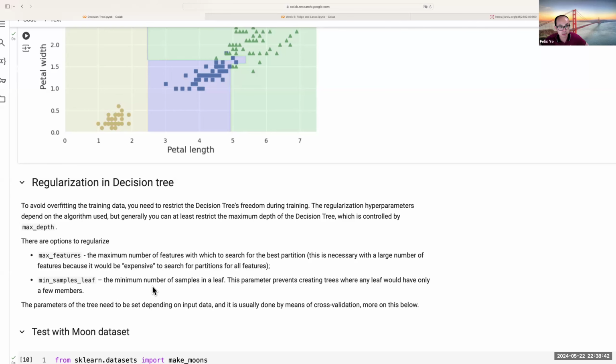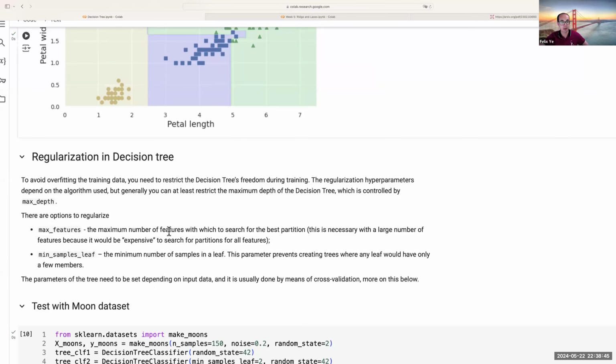There are 3 of these that we're going to talk about today. The first one is maximum depth, meaning how many layers we need to separate the data. Maximum depth is one of the very important features to regularize decision trees. For example, we can say the maximum depth of the decision tree is 3, which means we have at most 3 layers.